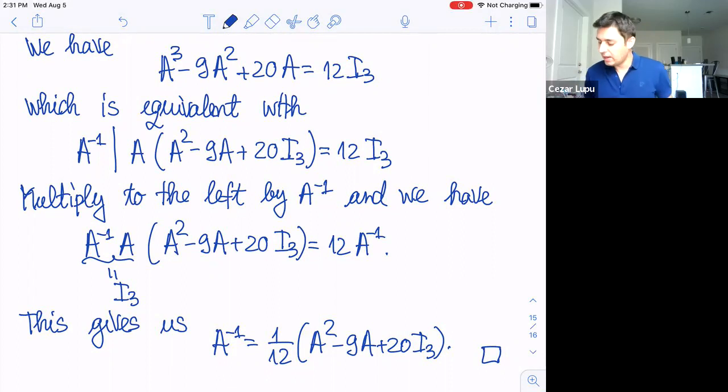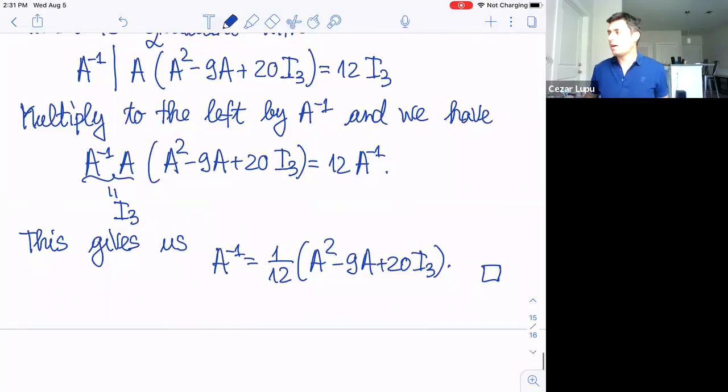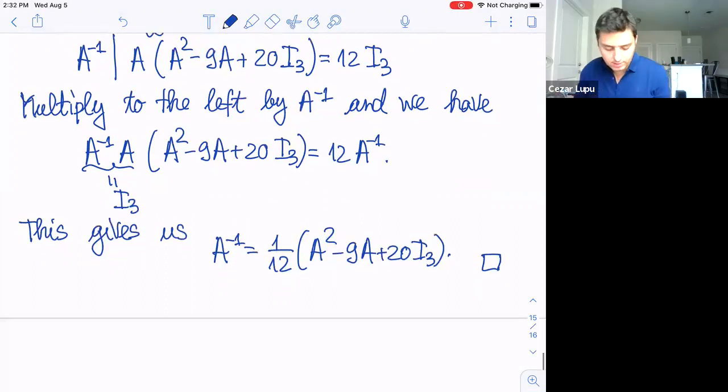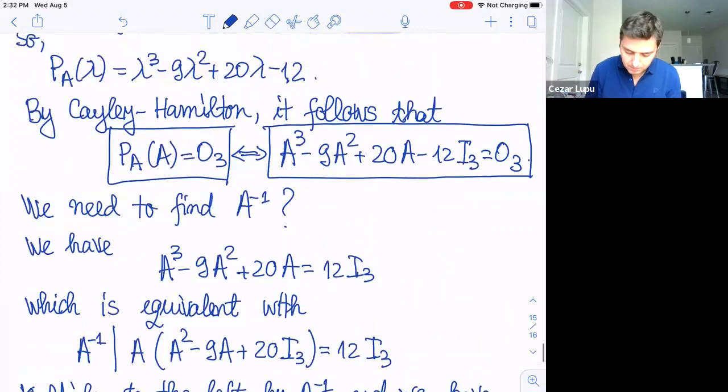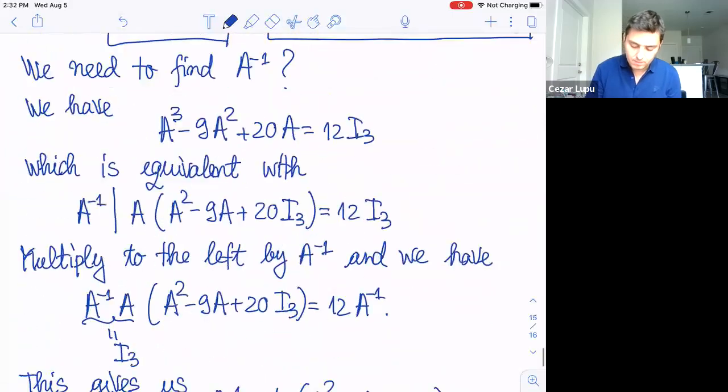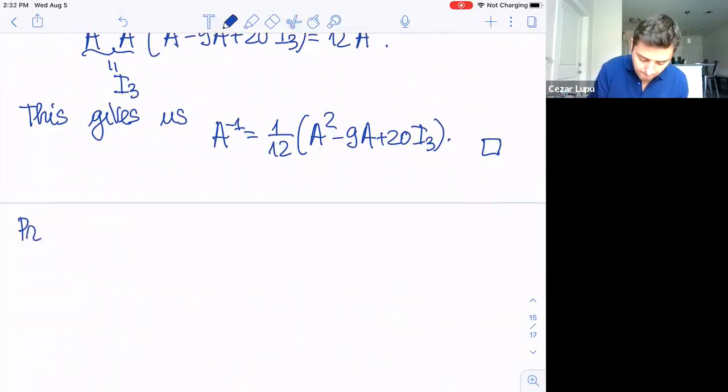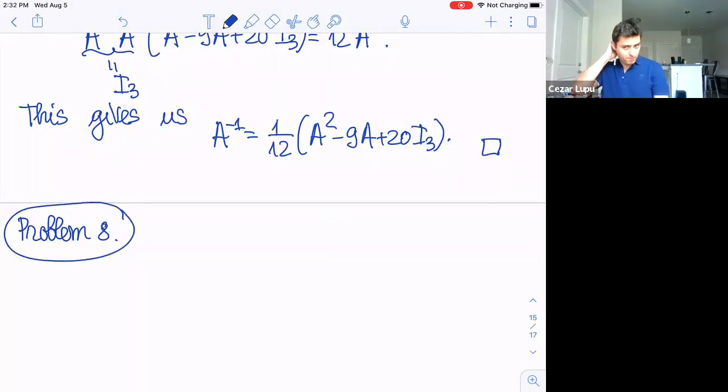Now let me do another problem. I want to do as many problems as possible. This was problem 8. I just want to go and prove that the sum of the eigenvalues is the trace, and the product of the eigenvalues is the determinant.